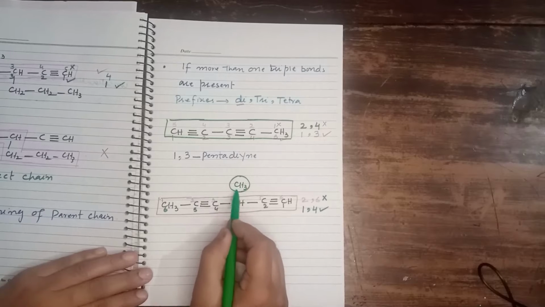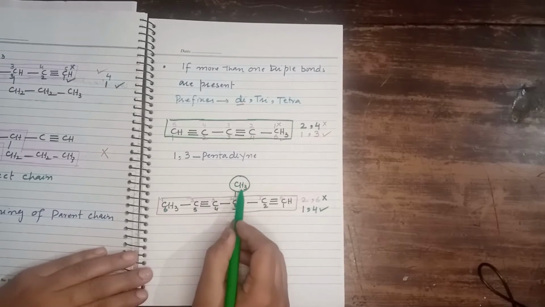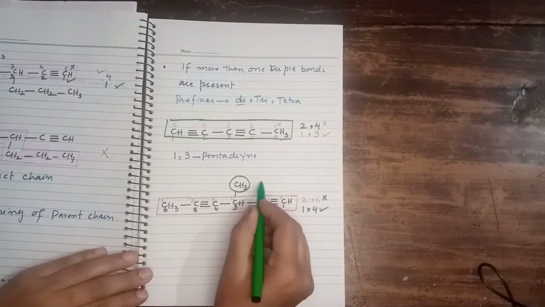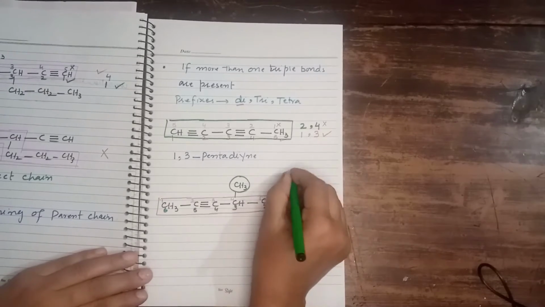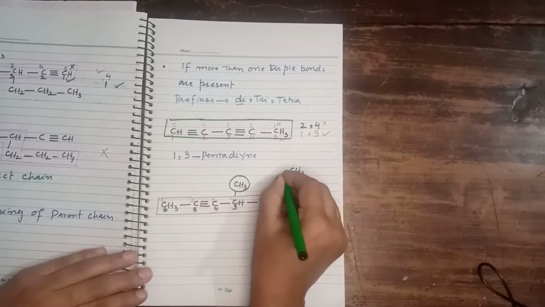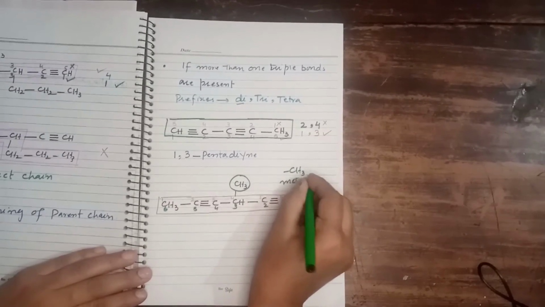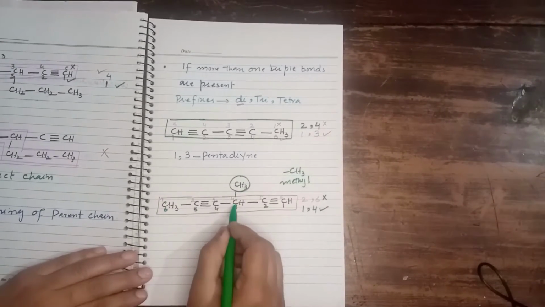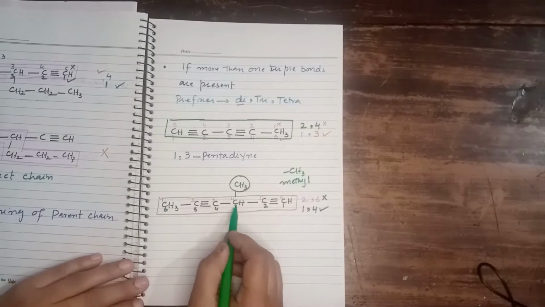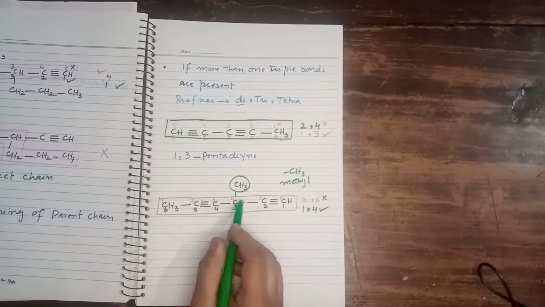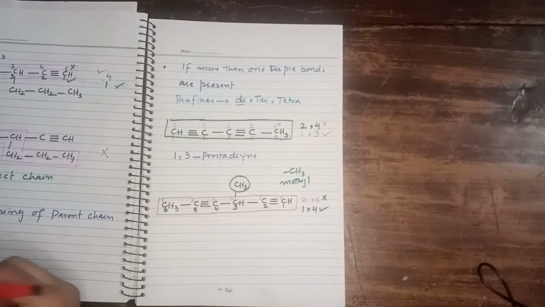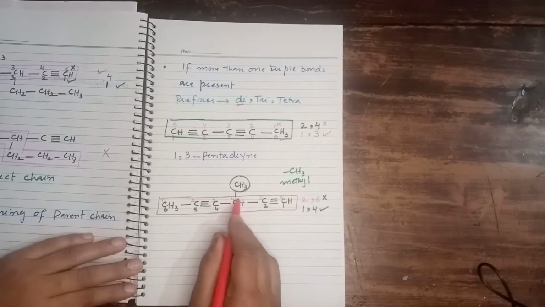Since there is a radical which is present in this molecule, identify the radical. Which radical is there? It is methyl radical, right students? Methyl radical. Now what is the position of the methyl radical? Methyl radical is attached with carbon number 4. Now write the IUPAC name to this molecule by applying the rule.